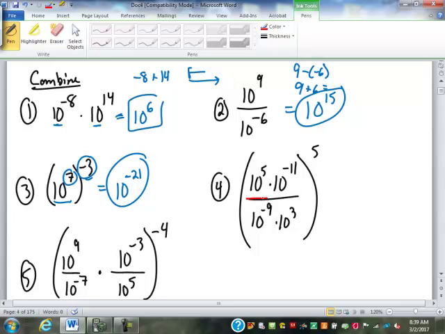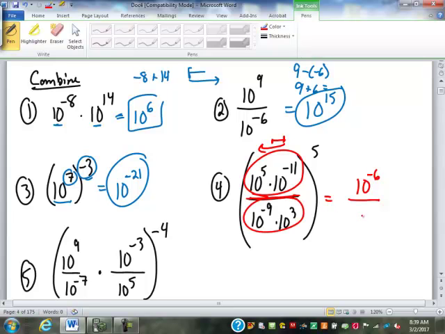Yep. So we've got the fraction bar here. Says we got to do the top first. What do we get on top of that? Yeah, you're multiplying, so you're adding. Yep, adding the powers. 5 plus negative 11. Positive 5, negative 11 is negative 6. That's 10 to the negative 6.